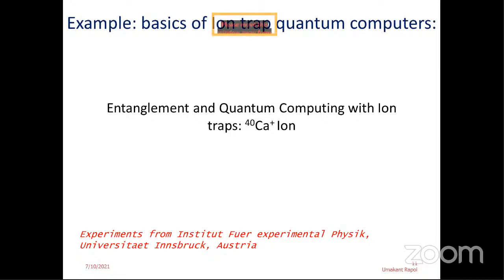Now, the system under discussion is what is called a calcium plus ion. So this is a singly charged calcium ion, calcium 40 isotope. Of course, there are other isotopes of calcium also, like calcium 43, which can be used. And then there are other ion trap systems which people are working on across the globe, and those are ytterbium ions. There are these beryllium ions on which people have been working to develop quantum computers using ionic systems or ionized atomic species. So I'll just take this example.